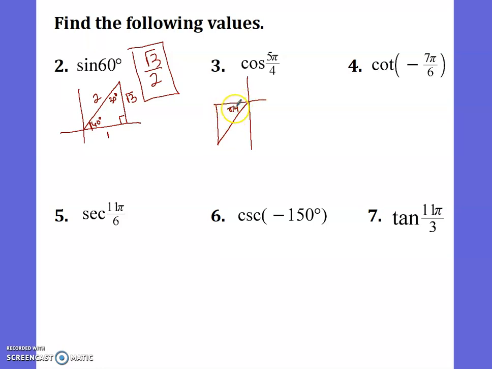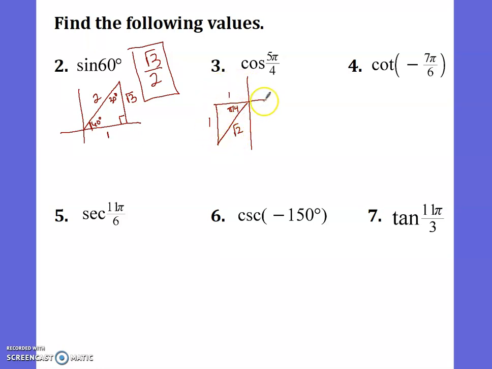So this is a 45, 45, 90 triangle. So I can label these as 1, 1, root 2. Okay, so even though the angle 5 pi over 4, that would be like 225 degrees, that's too big for the angle measure of a triangle. Okay, but I can create a triangle out of that angle with the reference angle. That's why we spent so much time finding reference angles.